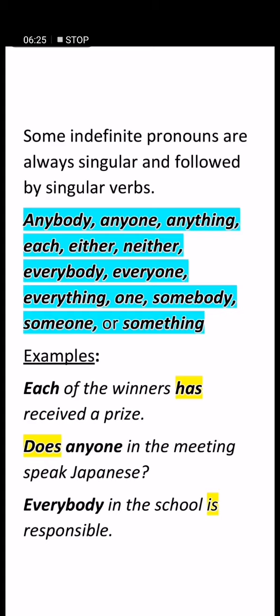Does anyone, it's not do, it's does anyone in the meeting speak Japanese? Everybody in the school is responsible. So the indefinite pronoun, which is always singular, everybody, determines the agreement. So we use the singular form of the verb, is.